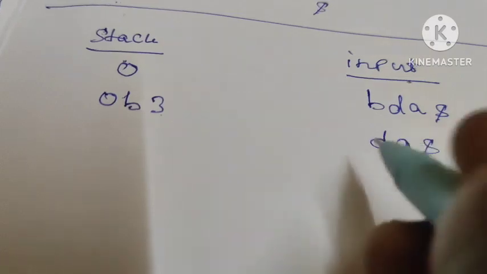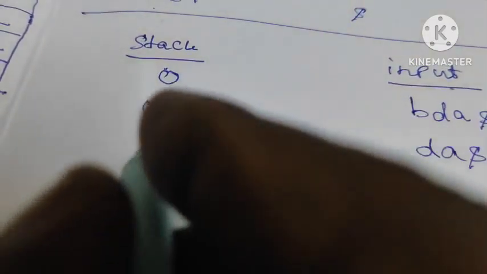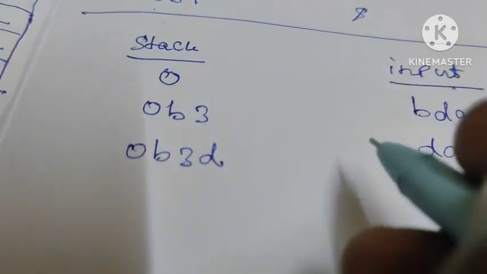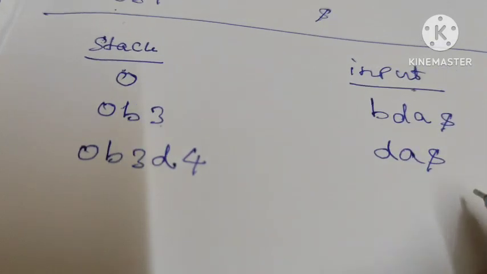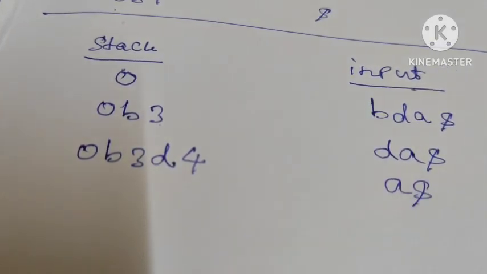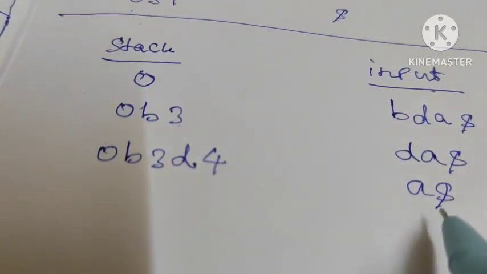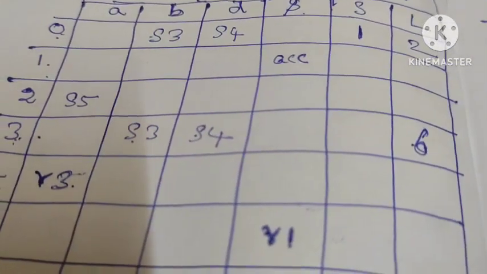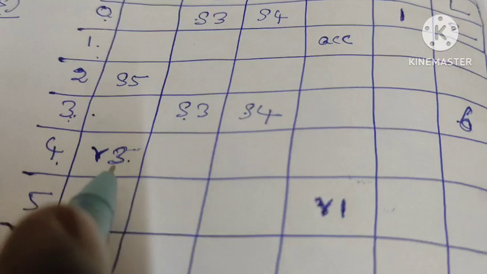So shift 4 means we have to push one element inside the stack and the corresponding shift number. It will become 0, B, 3, and we push D inside, and push the shift number 4. So what will be remaining? A dollar. Now on the left side you have 4, on the right side you have A. Check this rule 4 comma A: we have R3.